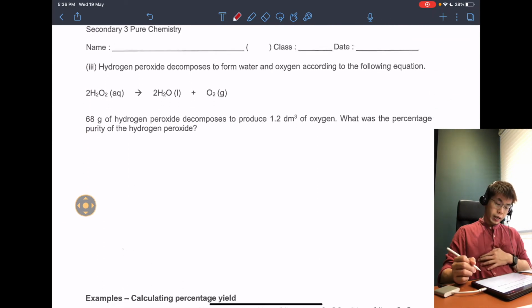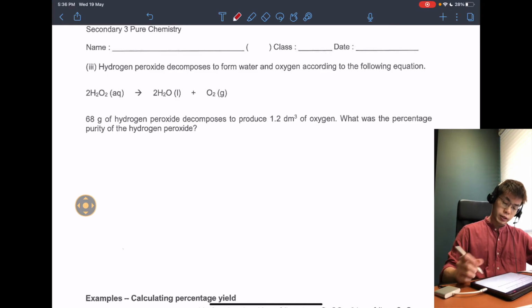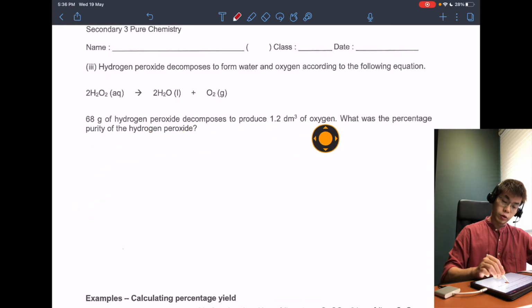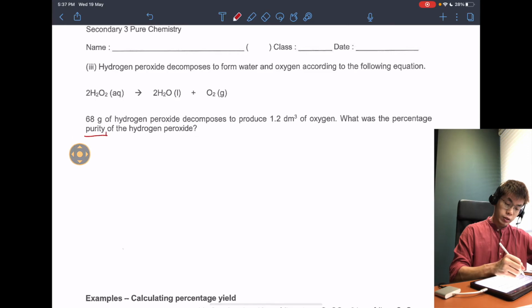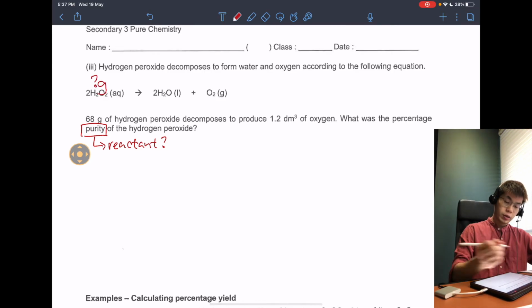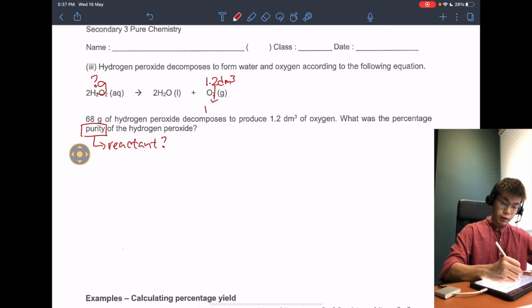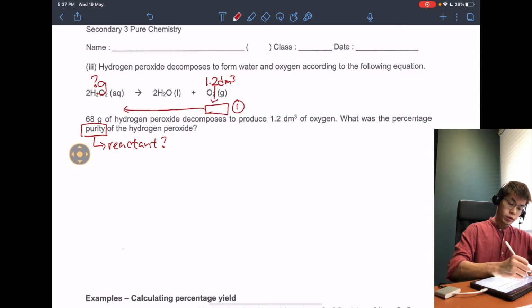Question number 3 says that hydrogen peroxide decomposes to form water and oxygen according to the following equation. 68 grams of hydrogen peroxide is decomposed to form 1.2 dm cube of oxygen. What's the percentage purity of hydrogen peroxide? So again, purity, so I'm looking at reactant question mark, question mark grams. But very interestingly, they give me the oxygen in dm cube, so I need to be careful when I do my calculation. So I go down, this is step 1, go across, this is step 2, and then go up, step 3.